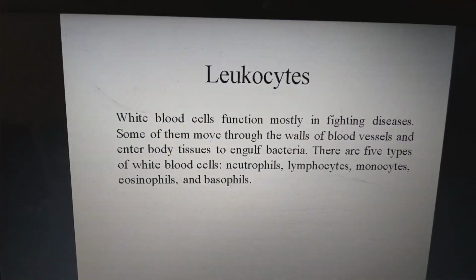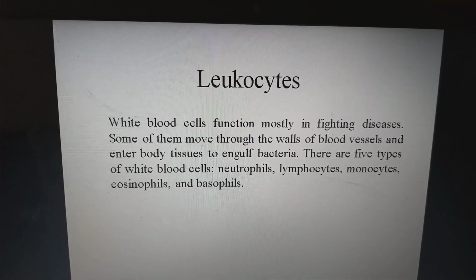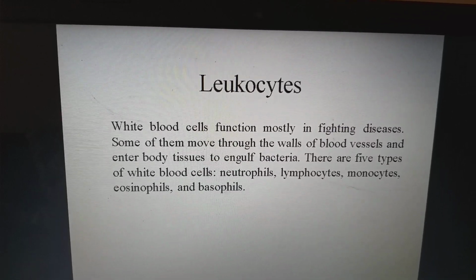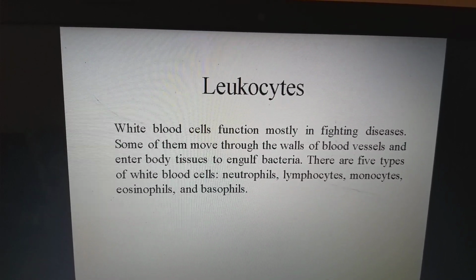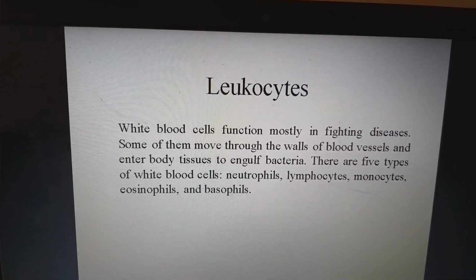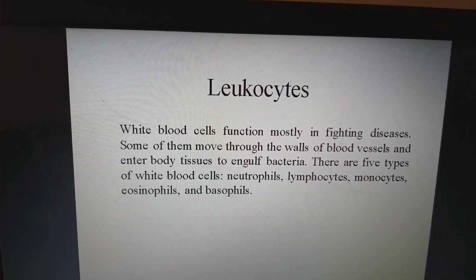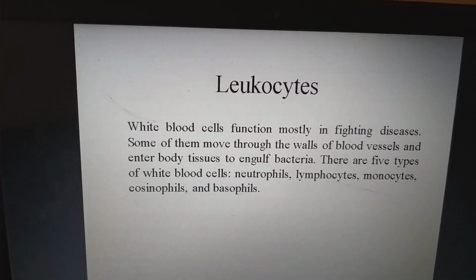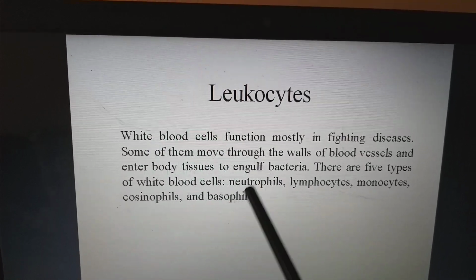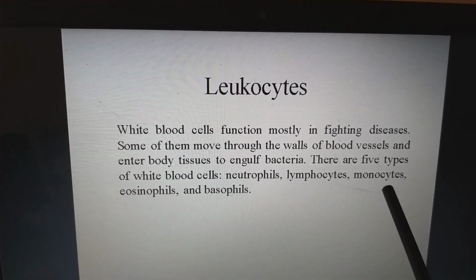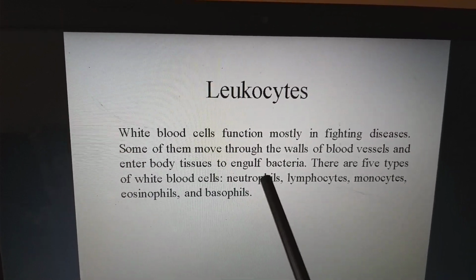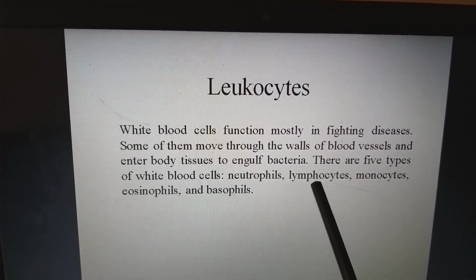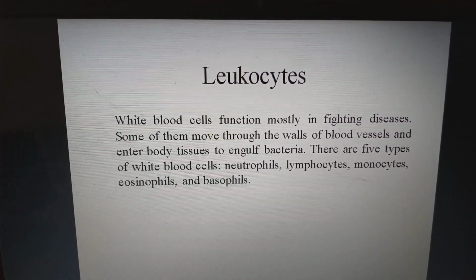And next, leukocytes. White blood cells function mostly in fighting diseases. Some of them move through the walls of the blood vessels and enter the body tissue to engulf the bacteria. There are 5 types of white blood cells: neutrophils, lymphocytes, monocytes, eosinophils, and basophils. Neutrophils, eosinophils, and basophils are granulocytes. Lymphocytes and monocytes are agranulocytes. The presence of granules in the cytoplasm we call granulocytes, and the absence of granules in the cytoplasm we call agranulocytes.